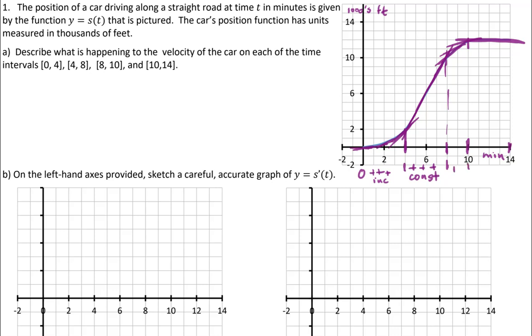Then from 8 to 10, slopes are still positive, but now they're getting smaller. They're decreasing. And somewhere around 10, or maybe just after that, it looks like our slope becomes 0 again, and then it stays 0 all the way until 14. Okay, so we need to then translate that into y values down below. So we're going to start with a y value of 0. After that, our y values are positive and increasing, positive and getting bigger.